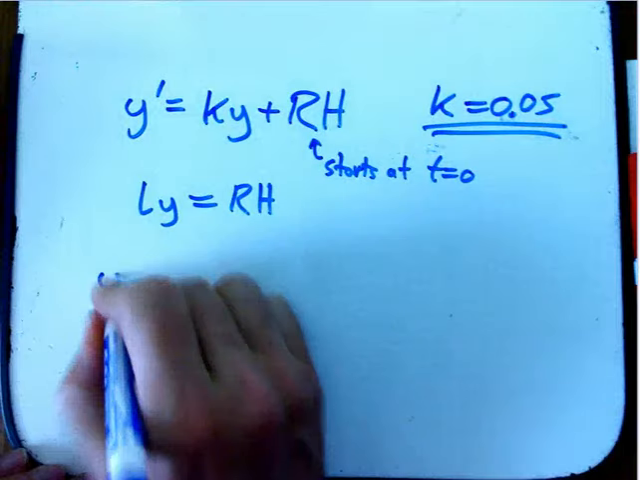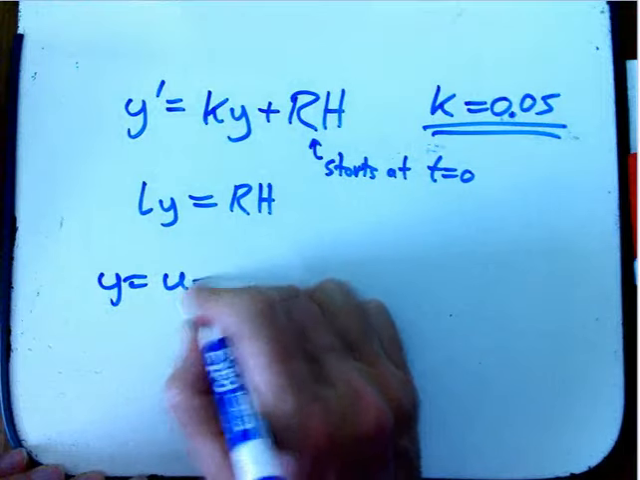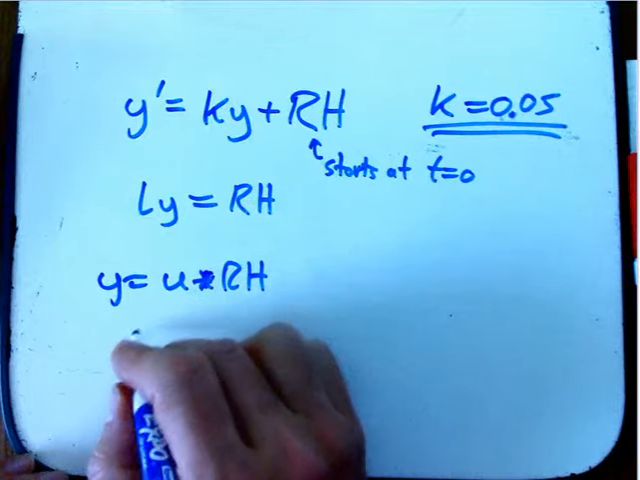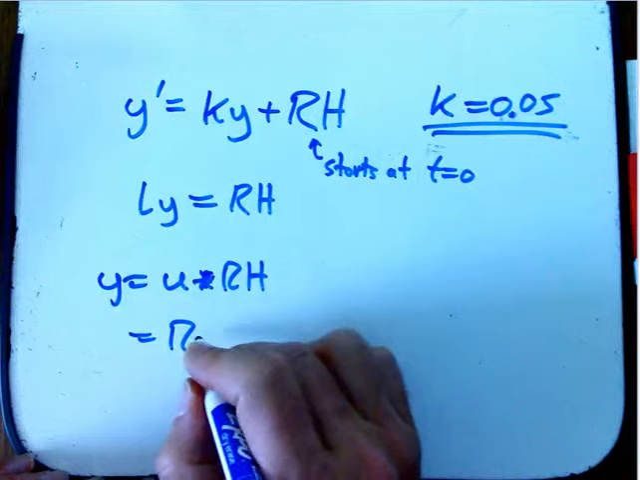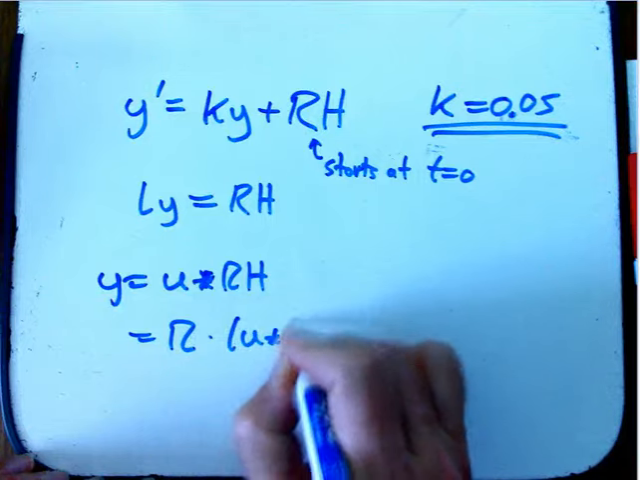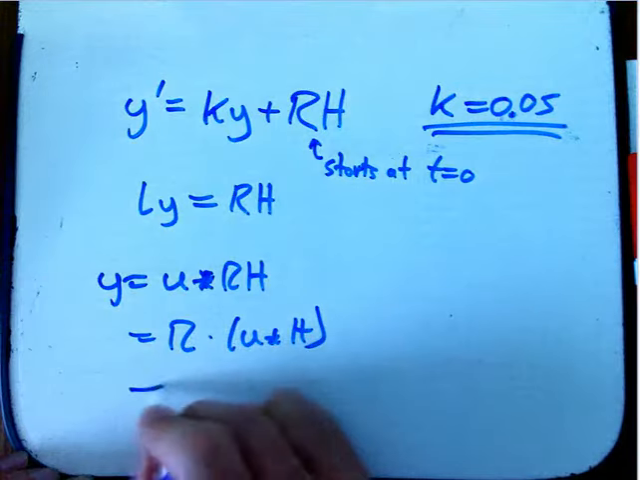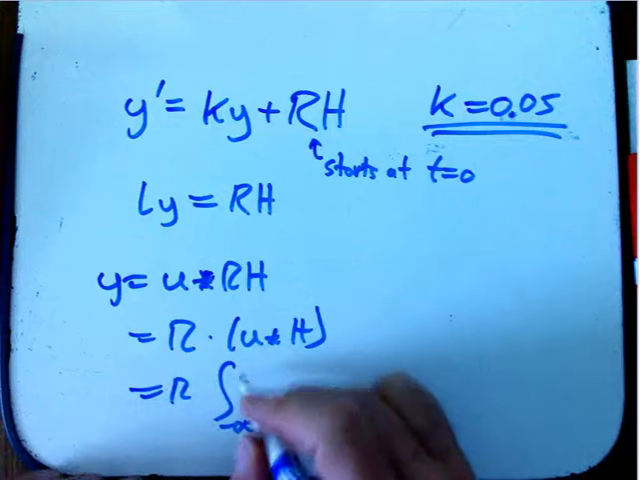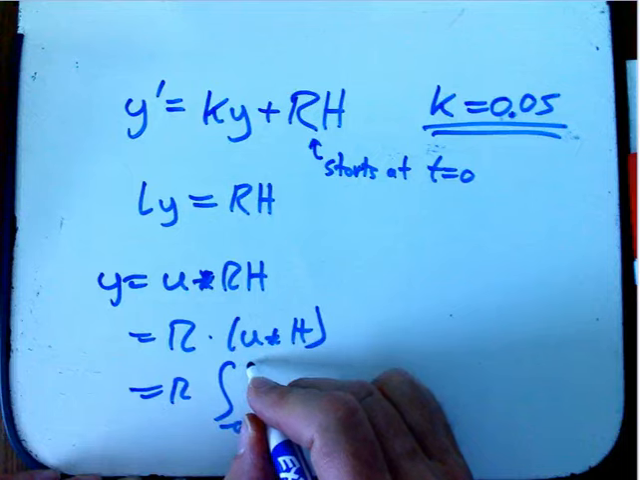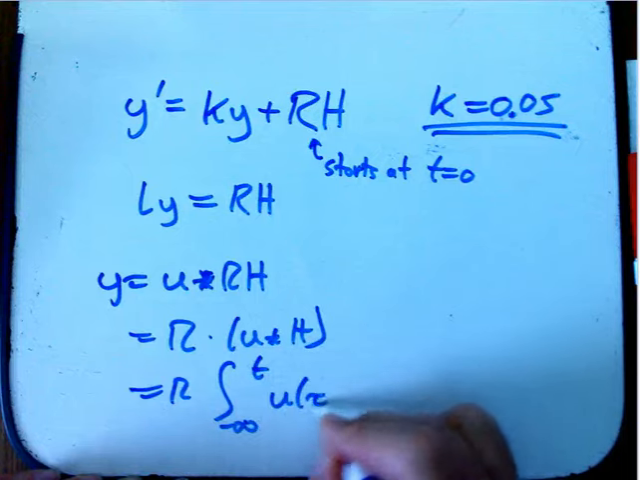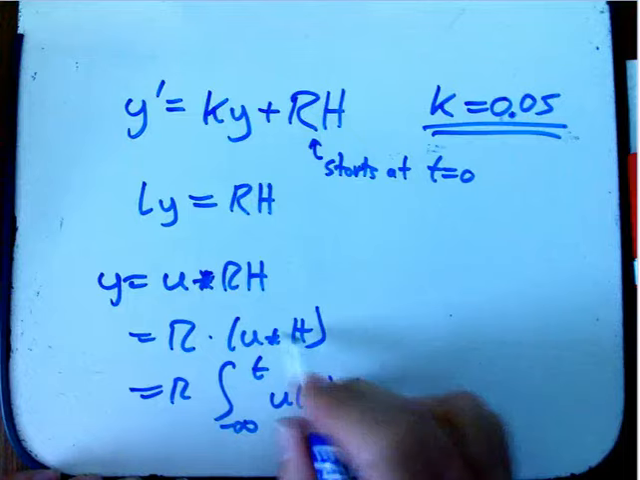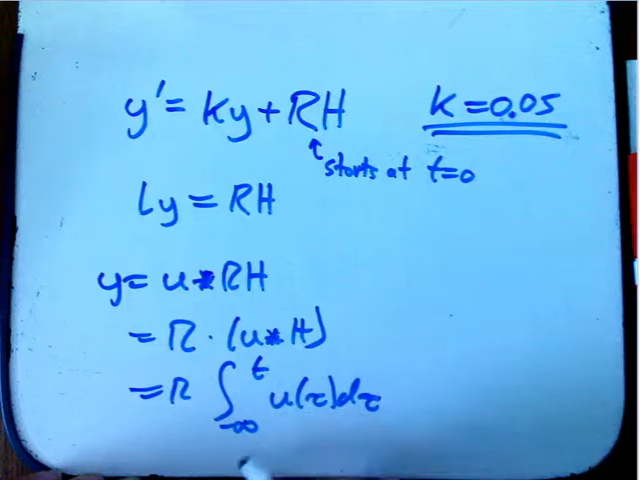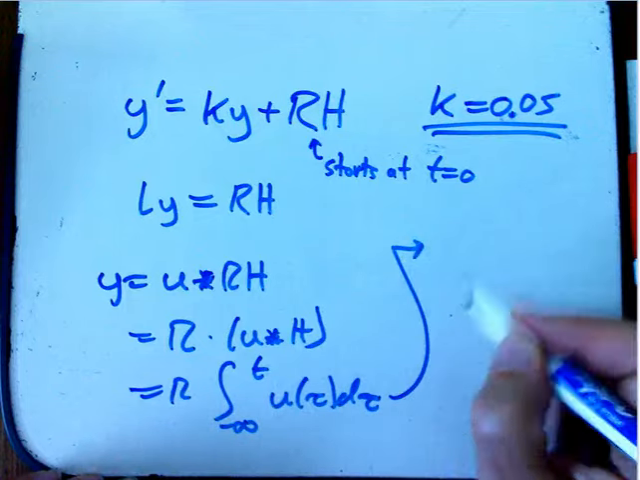Just a good little practice. So y, as usual, is going to be u star r h. Okay, and so the r is just a constant. R times u star h. That's r times the integral from minus infinity to t of u of tau d tau, using the fact that starring with h is one of the most important operations ever. It's called integration from minus infinity. It's just an antiderivative operation.